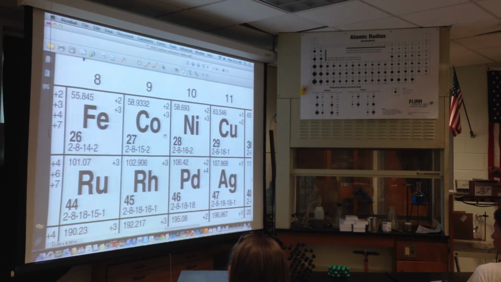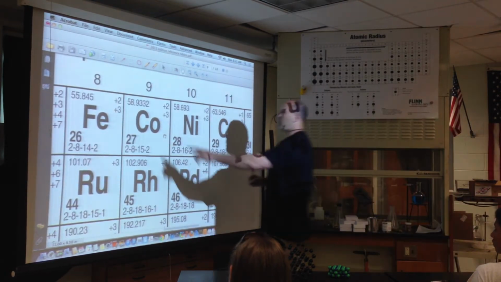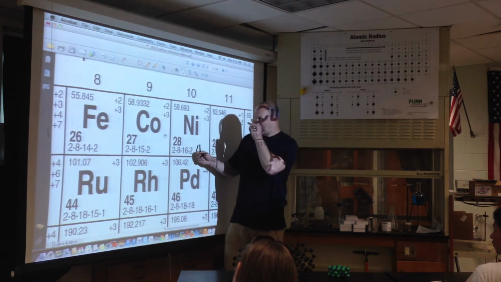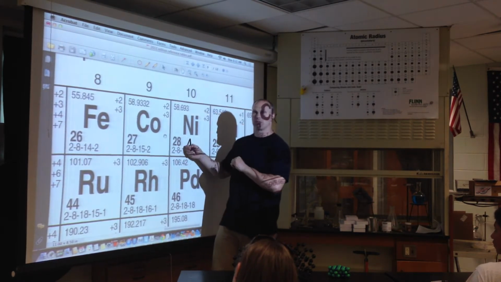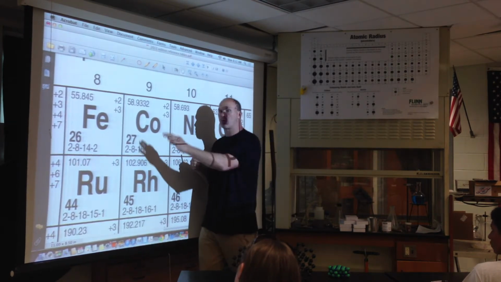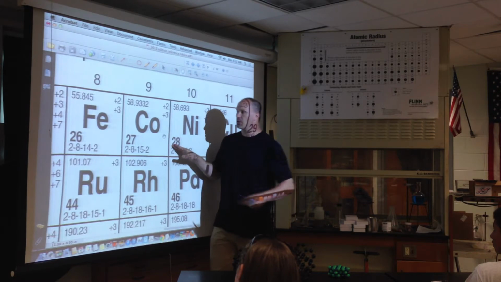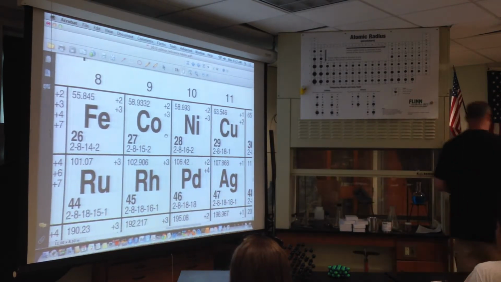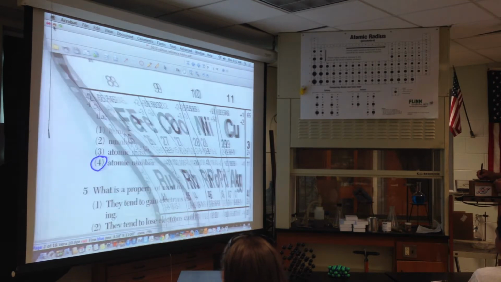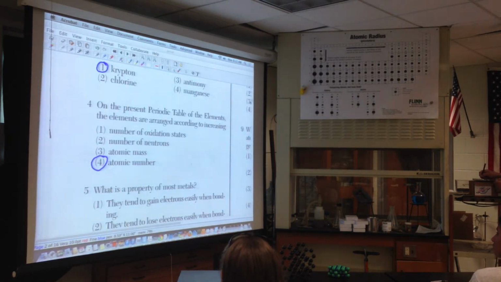Look at cobalt and nickel. 58.9, 58.6. When this was arranged by Dmitri, nickel was here, cobalt was here. When they found the atomic numbers and realized that this goes in order of atomic numbers, they had to switch these. So it's in order of atomic number. It's a periodic function of the atomic number. So number 4. Number 5.